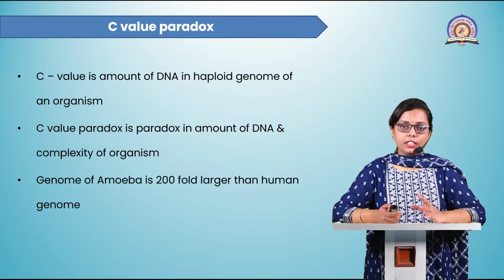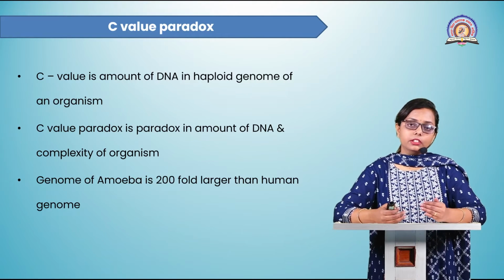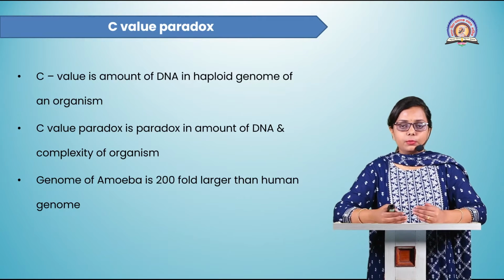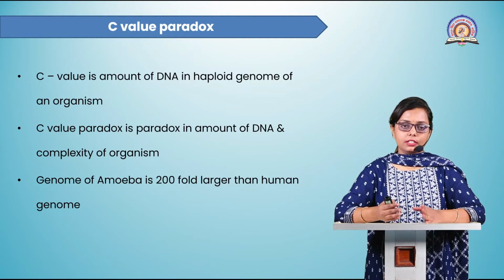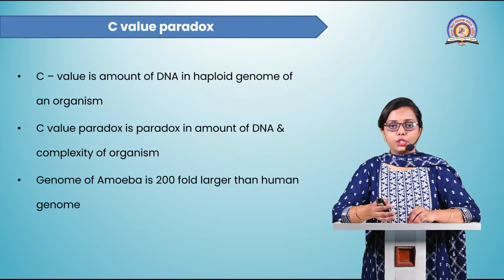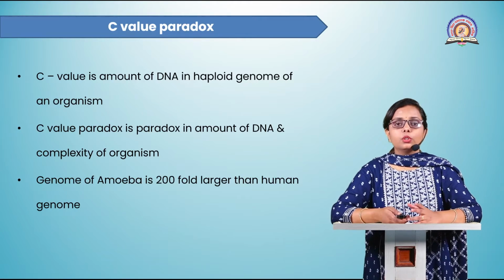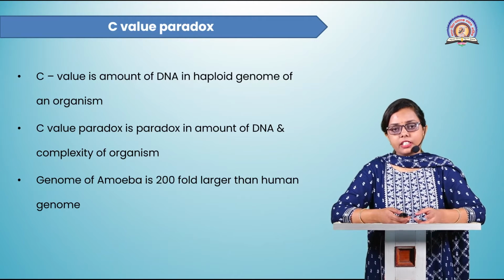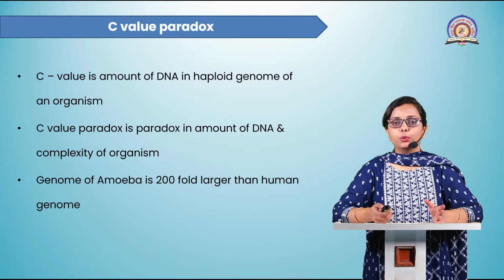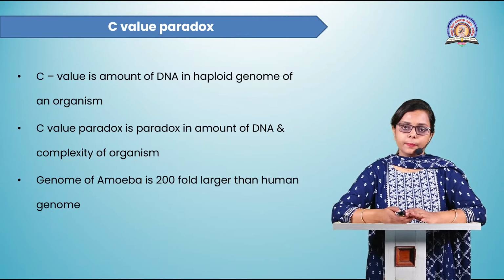So this paradox means that a larger amount of DNA doesn't mean that the organism should be more complex, more developed, or higher. The amount of DNA is not directly connected to the complexity of the organism, and this is called the C-value paradox. Why does this happen? It is because of repetitive DNA, pseudogenes, or the introns which are present, that make the genome larger, but it doesn't make that genome more complex or more advanced.